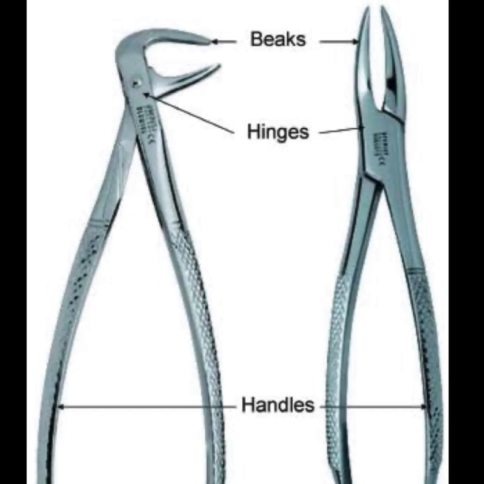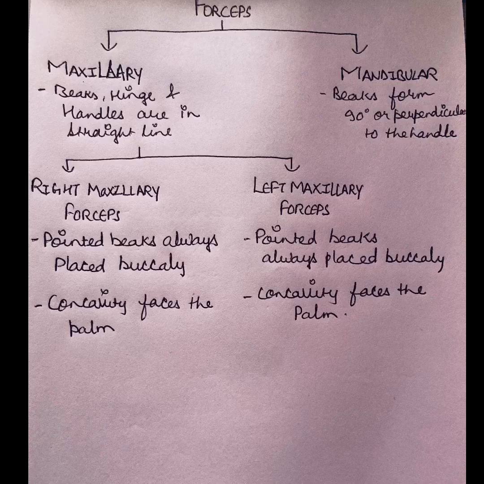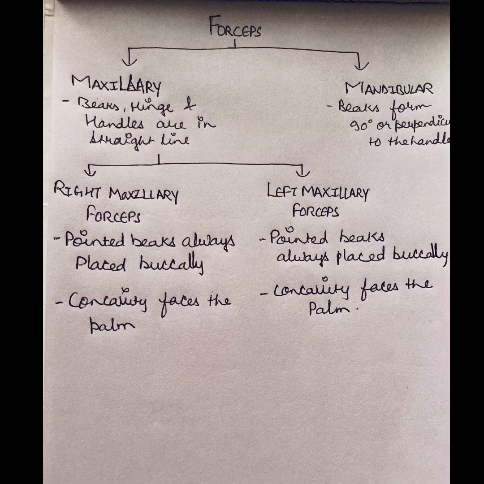In maxillary forceps, beaks, hinge, and handle are in a straight line, while in mandibular forceps, beaks are at 90 degrees to the handles. In maxilla, we have two different forceps, right maxillary forceps and left maxillary forceps. Right maxillary forceps is for right side extraction of teeth, left maxillary forceps for left side extraction of teeth. Now, how will you identify which one is right maxillary forceps or left maxillary forceps? For this, you have to keep 2 points in your mind.